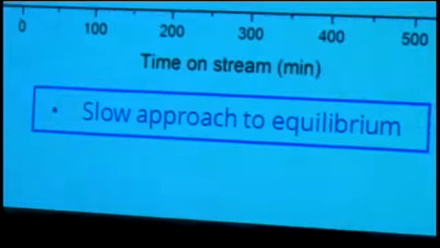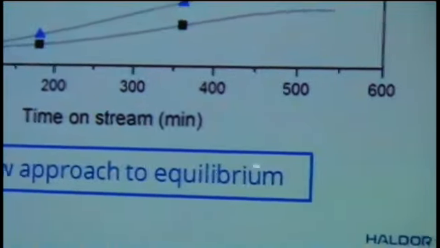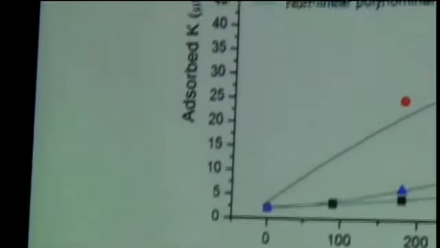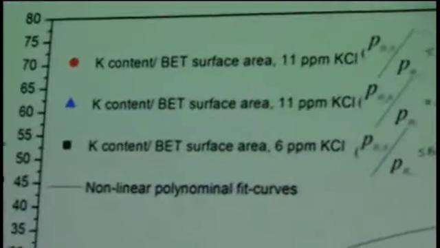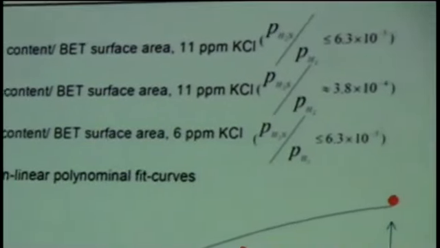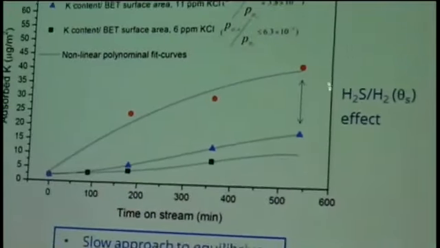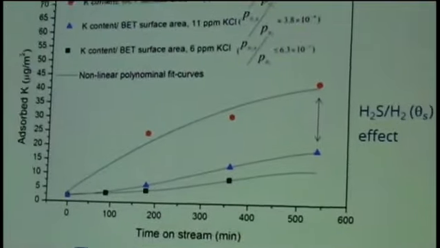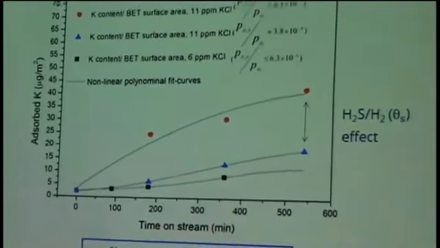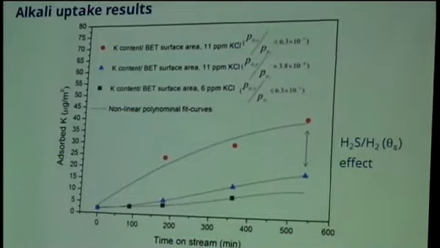If we look at some of the alkali uptake results, there appears to be a slow approach to equilibrium. So we're getting there. With extended studies, we expect to establish what the equilibrium amount of potassium is on the catalyst under working conditions. And as I discussed before, these two cases are both with 11 ppm, this one is with 6 ppm. What's important here is there's a difference in the sulfur chemical potential or the sulfur coverage, and that has a clear effect on the potassium uptake.